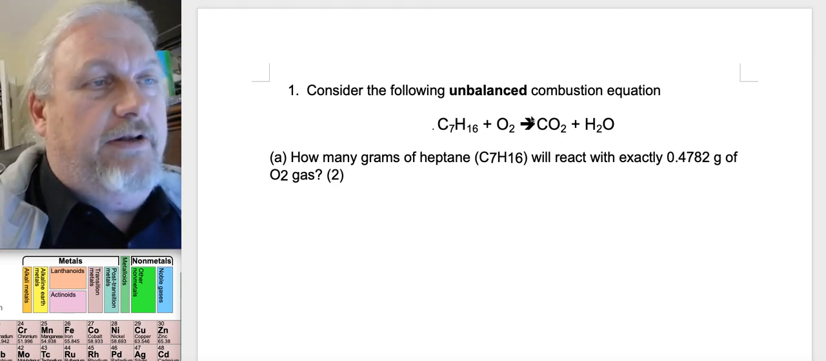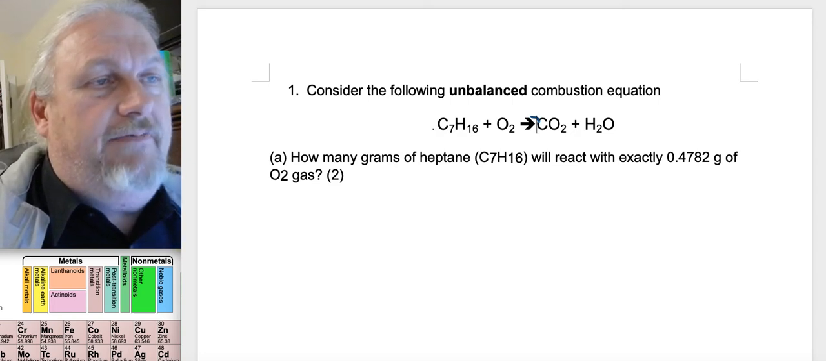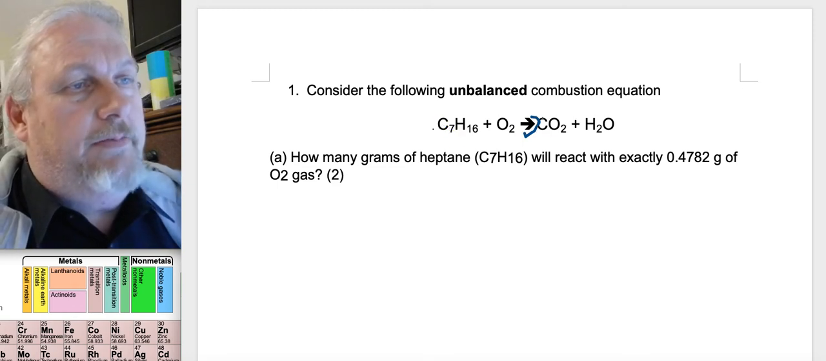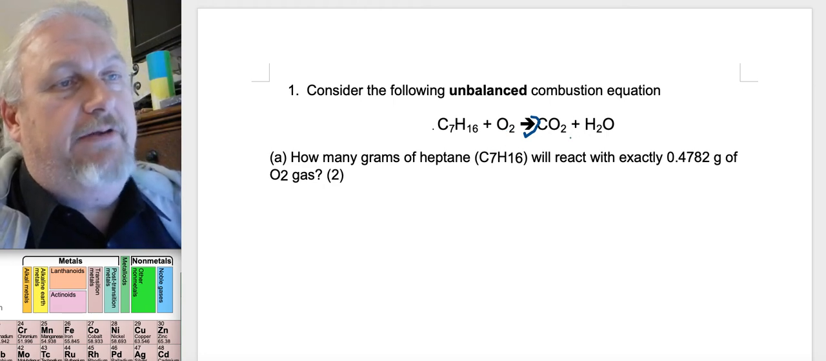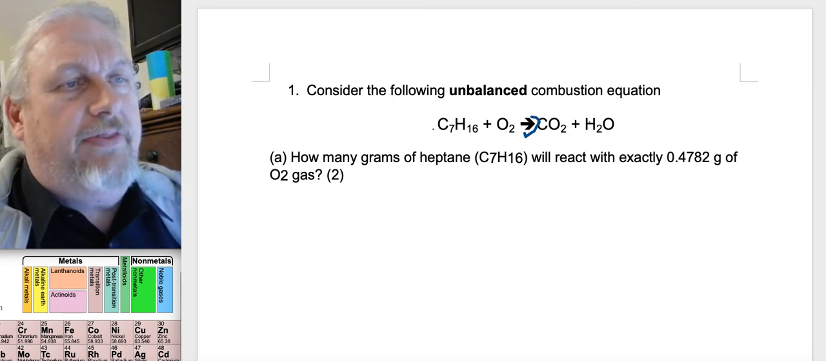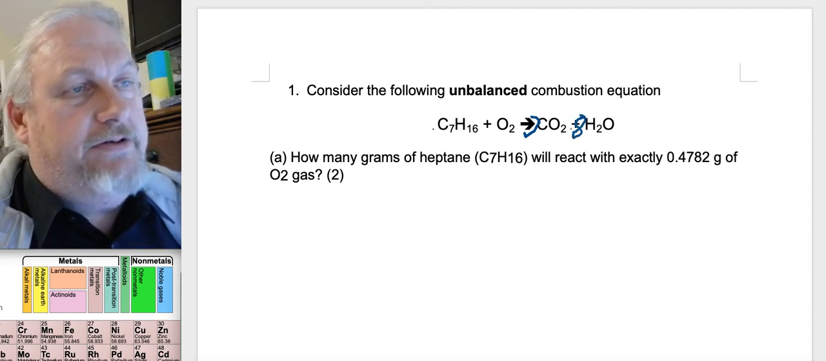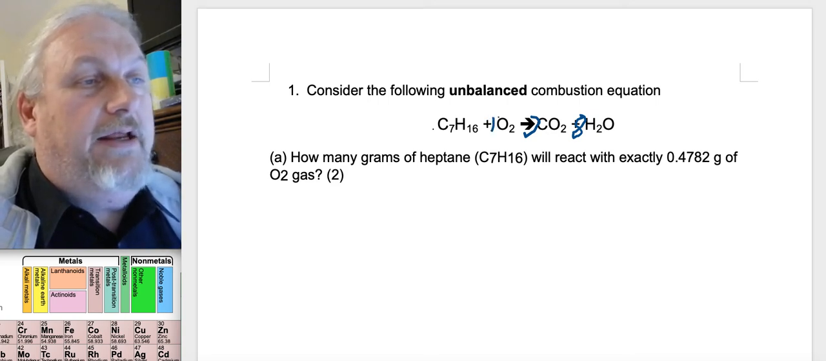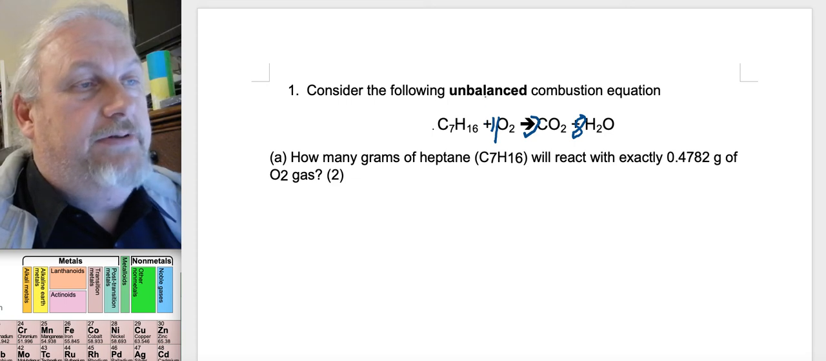So we got to balance it. Let's start right here by adding a 7 right there. That's going to give me 7 carbons on that side, 7 on this side, 16 and 2 oxygens. Let's worry about the hydrogen. I'm going to put an 8 there. That stands for 8 moles of hydrogen. Now I've got 7, 7, 16, 16. I've got 14 and 8, which is 22. So now if I put on an 11 right here, I've got a balanced reaction.